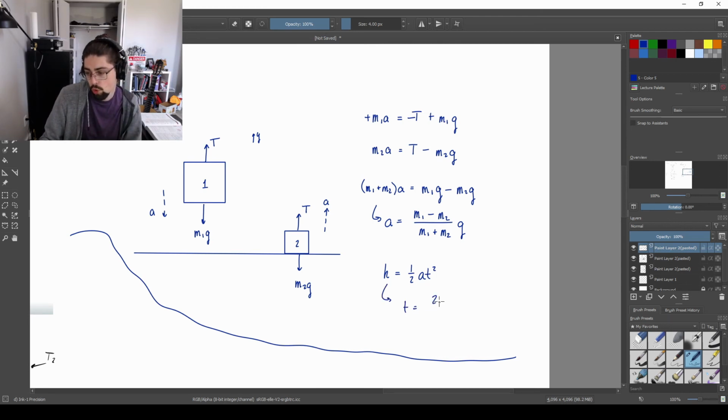Time equals the square root of 2h over a, which is 0.782 seconds. That's what we've got for that one.